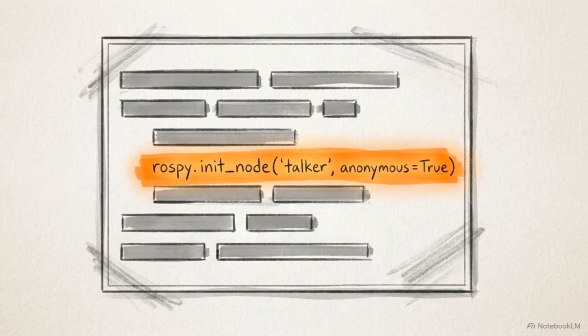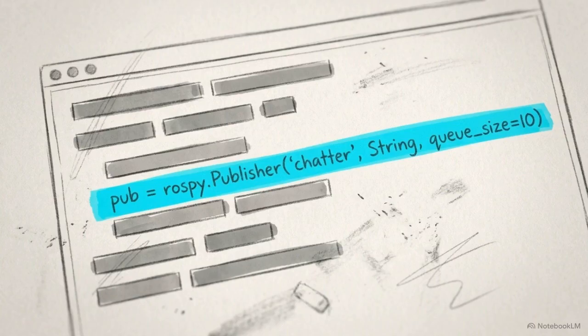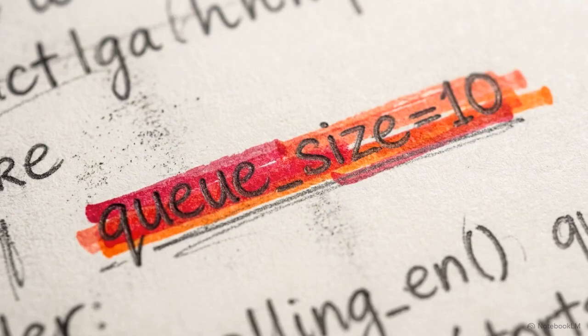This line right here, rospy.init_node, is where the program officially registers itself with the framework, requesting a unique ID so the rest of the system recognizes it. The next critical line is rospy.Publisher. This establishes an outbound data stream, configuring the node to broadcast text specifically on a channel called the chatter topic.